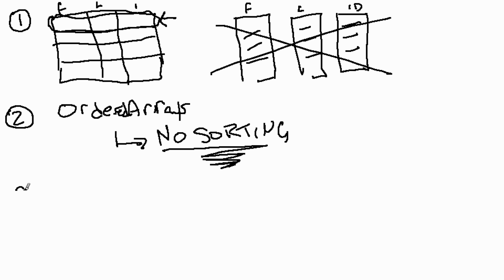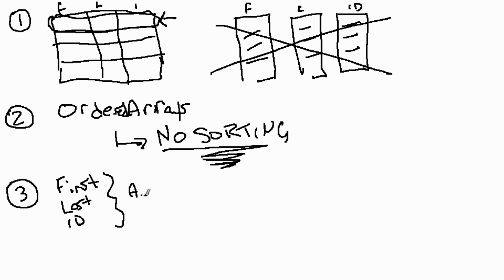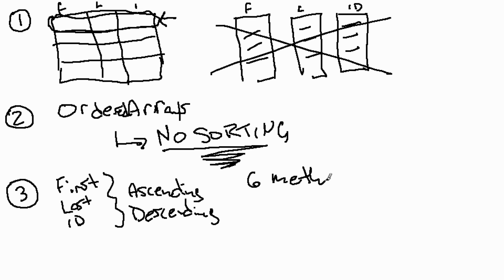The third thing that I want to talk about here is when you look at the driver program, you'll note that there are 6 different methods for outputting the data. So we can output the data by the first name, or by the last name, or by the ID, and we can do this either in ascending or descending. I don't recall the names, but there might be a method called print first ascending, print first descending, print last ascending, print last descending.